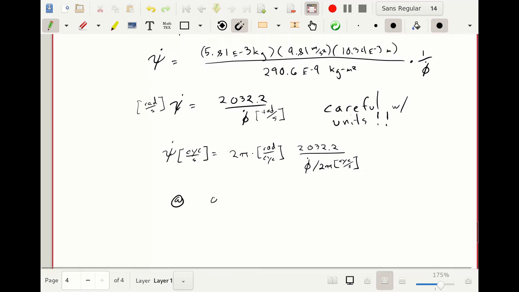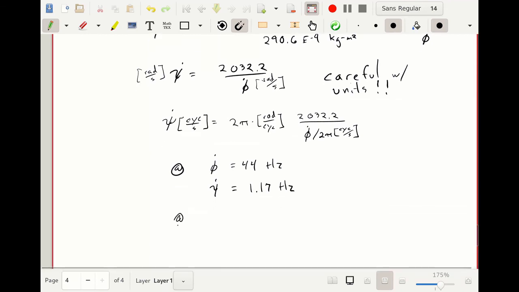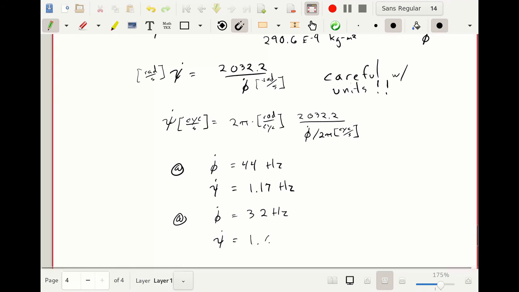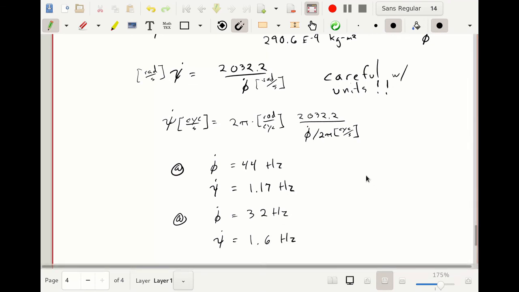So at phi dot equals 44 hertz, my psi dot is 1.17 hertz, and at phi dot equals 32 hertz, I have psi dot equals 1.6 hertz. So as I went from 44, I was precessing at about 1.2. And then by the time I was rotating at 32 hertz, I was up to 1.6 hertz.